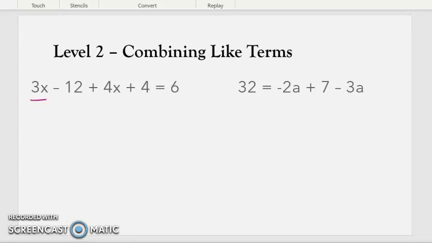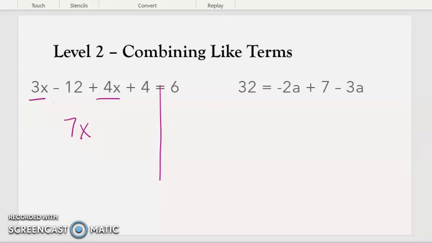Here is a 3x. Can I combine 3x with anything? Yes, that 4x. And since it's a positive 4x, we're going to add it. A lot of kids think that, okay, I'm going to subtract 4x over here because it's the opposite, but we don't do that because they're on the same side. And by same side, I mean like this is the equal sign. So if they're on the same side, we just do the same thing. 3x plus 4x is 7x.